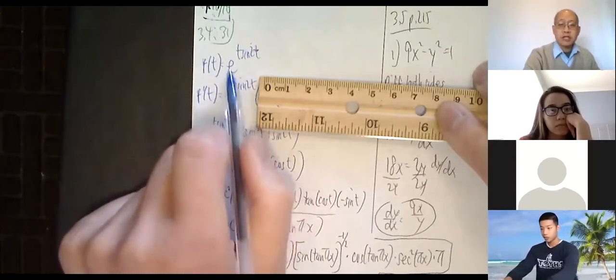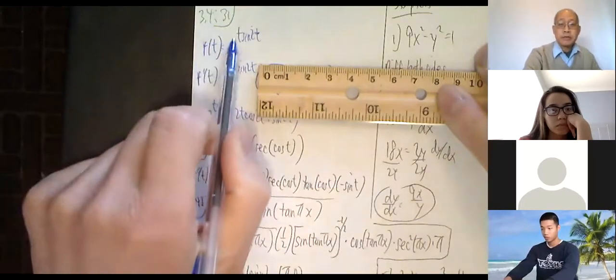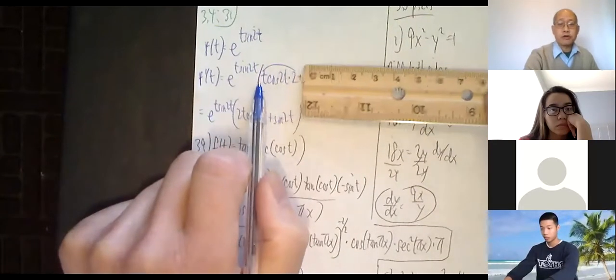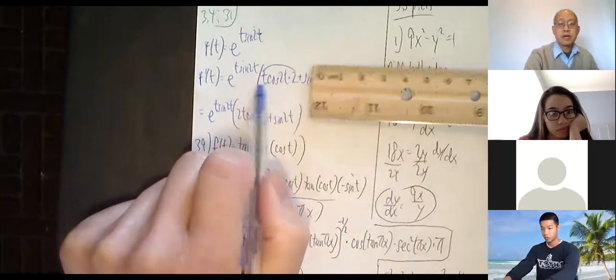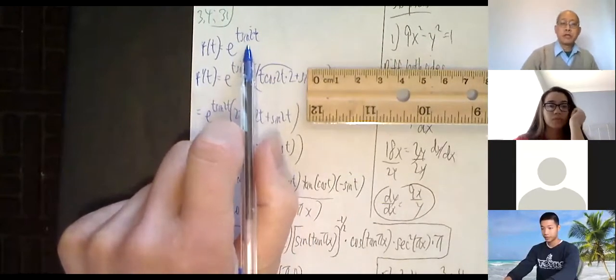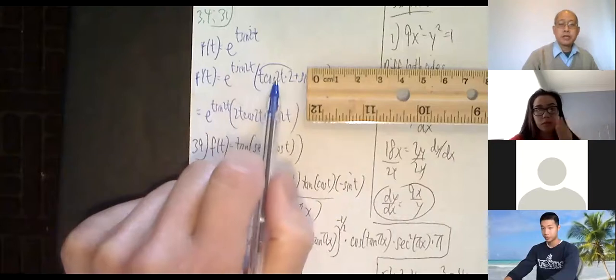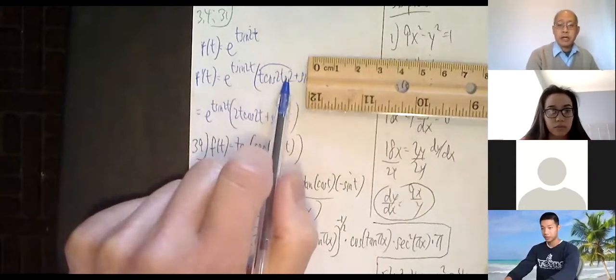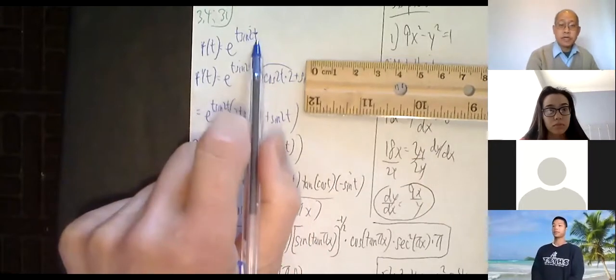The inside function, t sine 2t, is a product. So this is the first function. This is the second function. So here we go. First, t times the derivative of the second. So what's the derivative of sine 2t? It's cosine 2t times 2. So where's that extra times 2? It's times the derivative of the 2t.